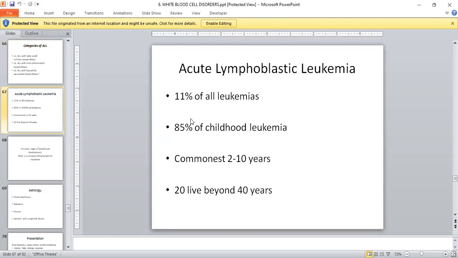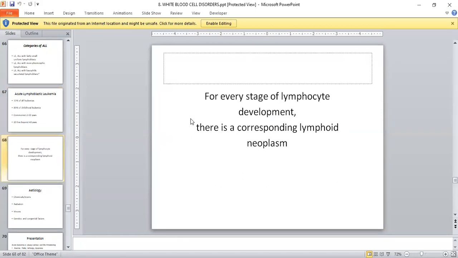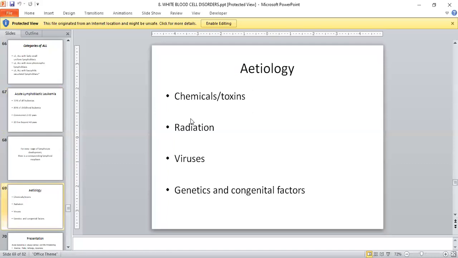I don't really see the point of it, I don't know if it's going to be asked. But what you need to know about this one is that it is known as the childhood leukemia because it mostly affects children. It's most common between people who are 2 to 10 years old. Etiology is just like in the other one. You can have chemicals or toxins, radiation, viruses, or genetic and congenital factors.